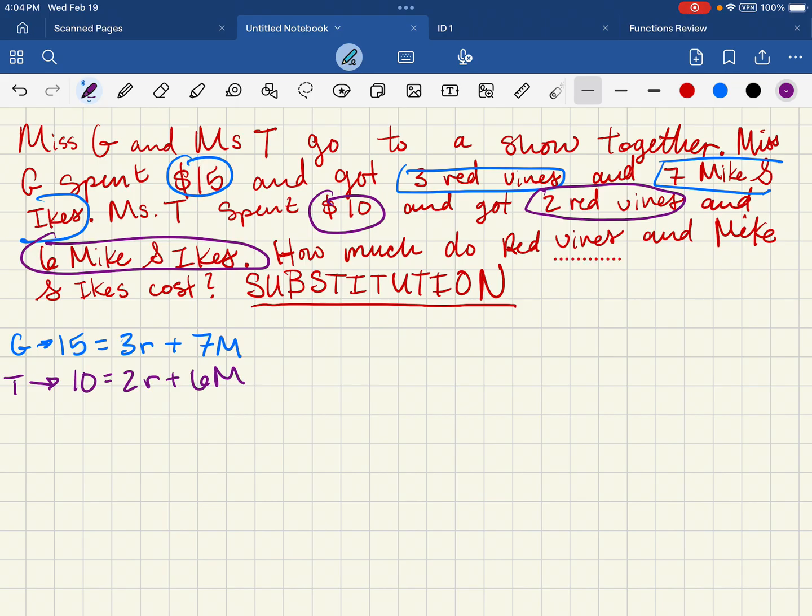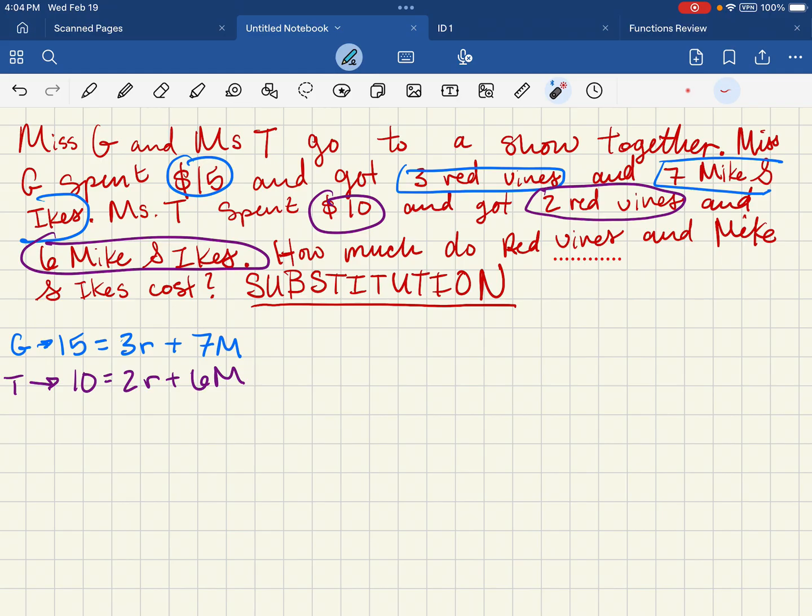Now we've got to solve by substitution, meaning I'm going to need to get one of these letters by itself. I either need to get R by itself or I need to get M by itself. I'll probably try to get this R by itself because all this is even, so I know it'll go in evenly.